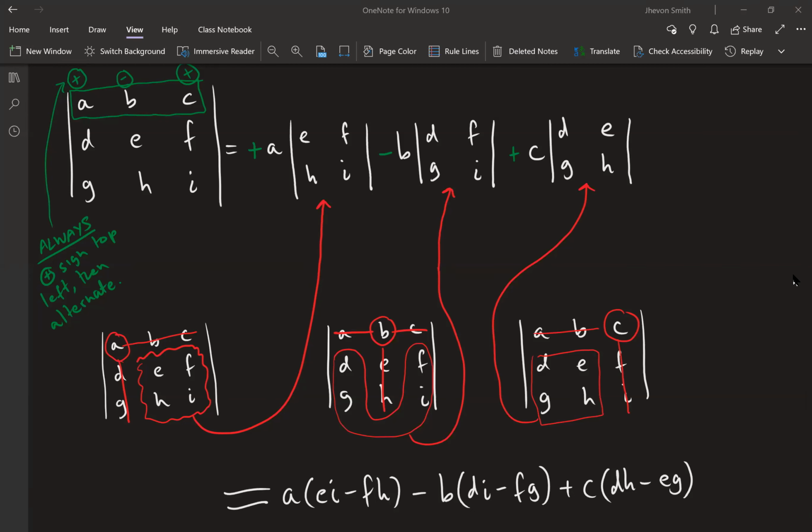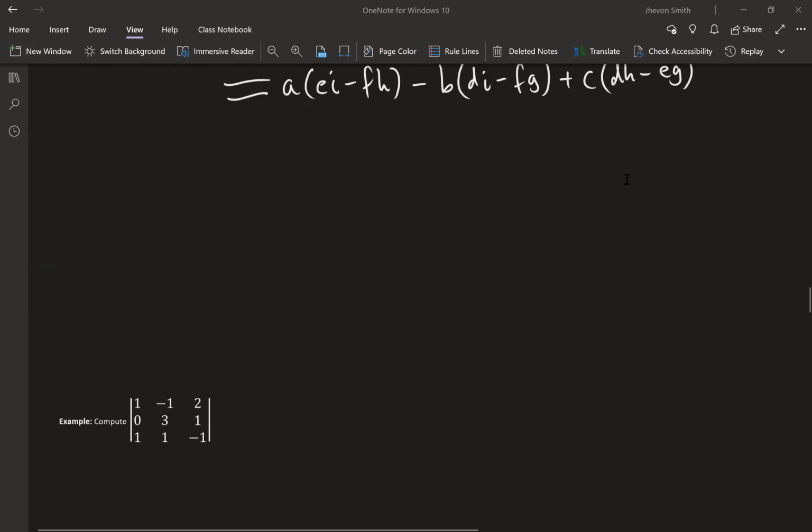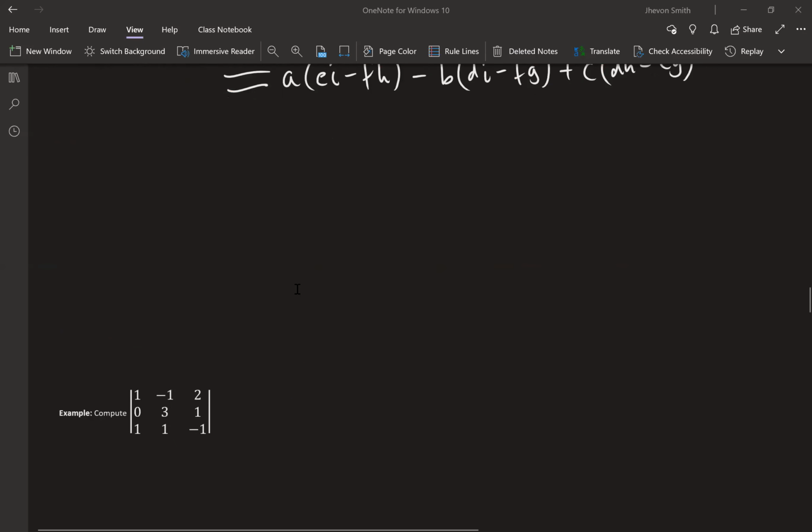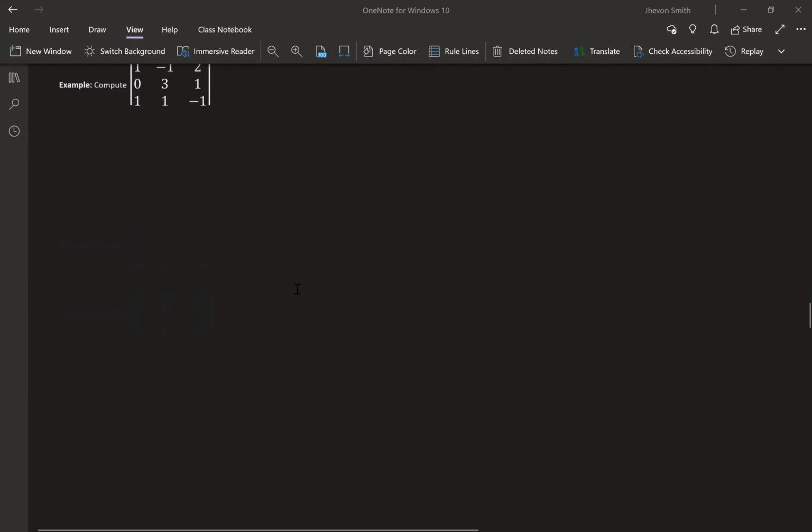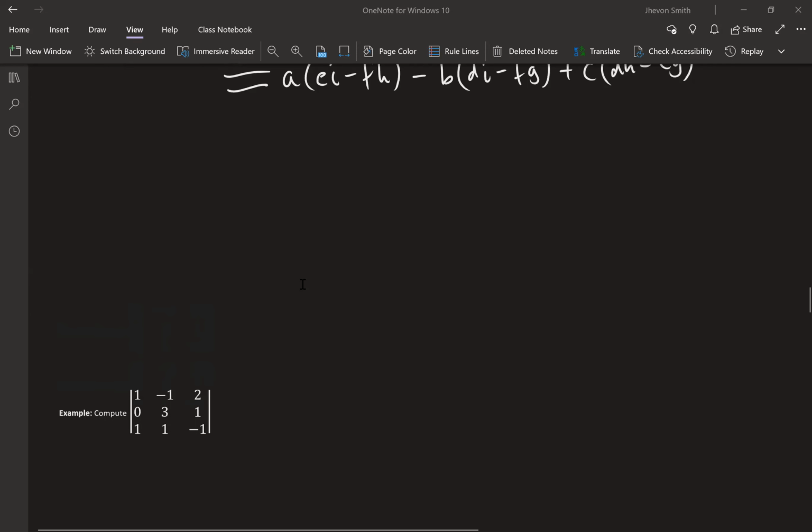Now, those of you who know how to find determinants already will know this process, but I'm explaining it from scratch for those who have not taken linear algebra and have never seen a 3x3 determinant. Now you kind of know. So I have an example here that I want you guys to do. Let's find this 3x3 determinant right here.